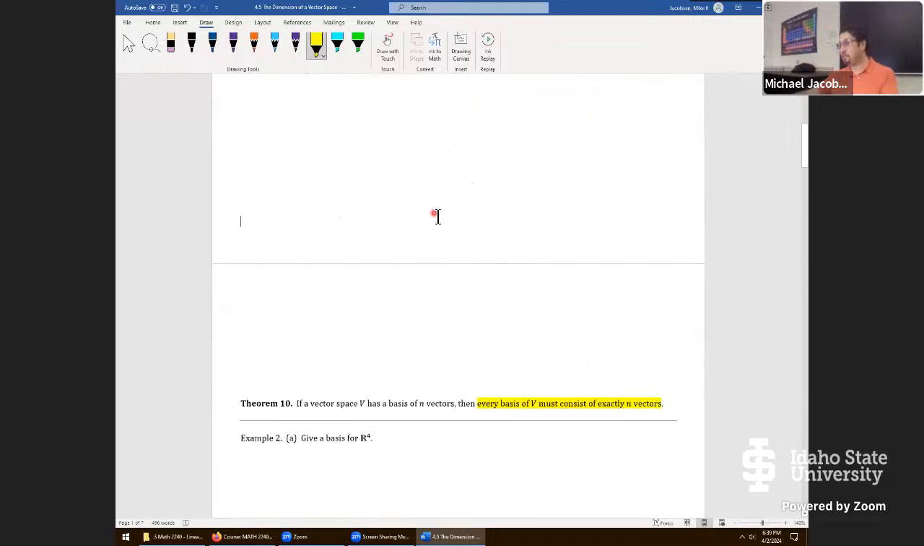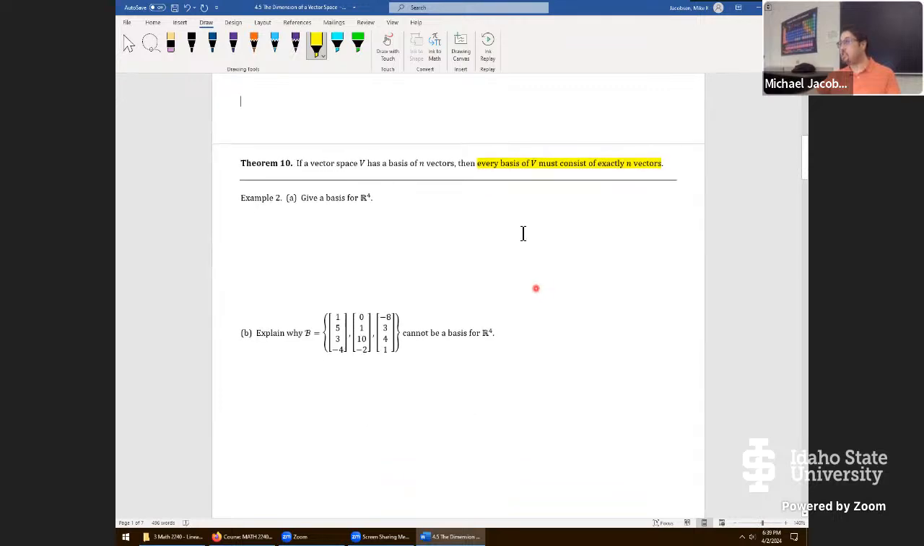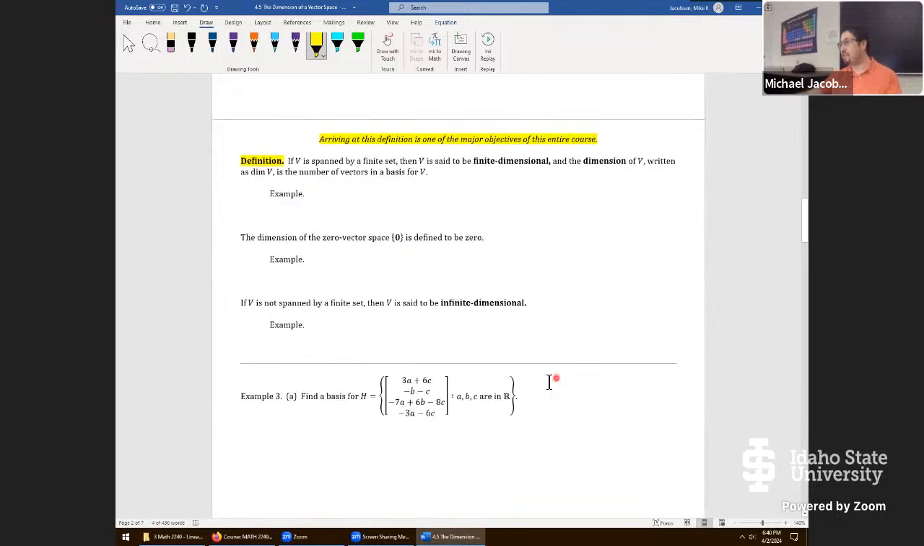And the next theorem is even more pivotal. It says that every single basis of V must consist of exactly n vectors the moment you found just one basis with n vectors. This is what's allowing us to build a function. If every basis has exactly n vectors, then that number n is intrinsic to the vector space. We'll call it the dimension, and that's what we're going to get into down here.